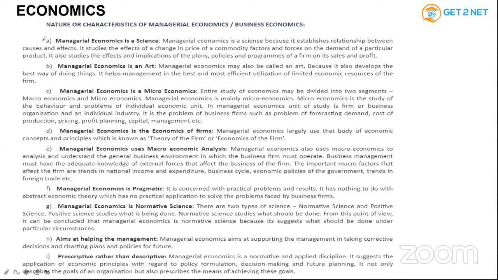First point is managerial economics is a science. Now, why is managerial economics known as a science? Simple, because it establishes a relationship between cause and effect. Suppose there is a change in the price of a commodity, what will be the change in the demand of the particular product? Okay, so it is here studying the cause and effect. That is why it is known as a science.